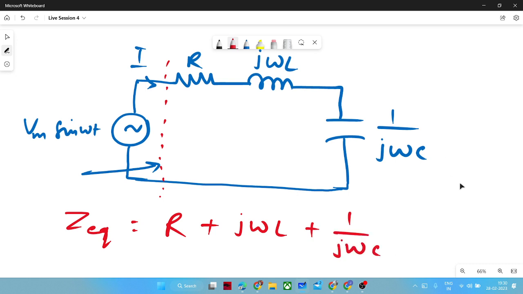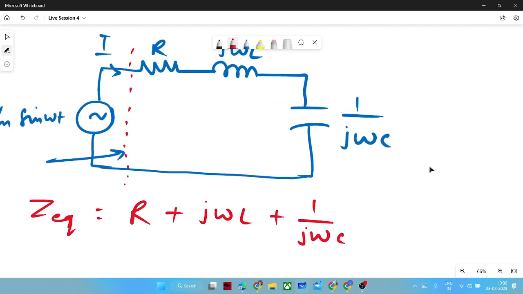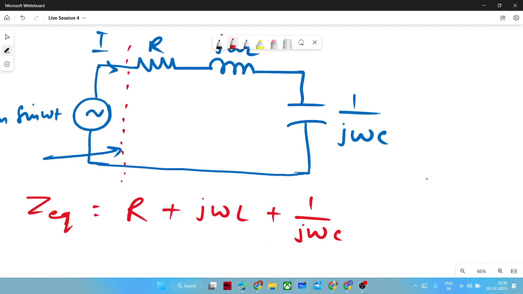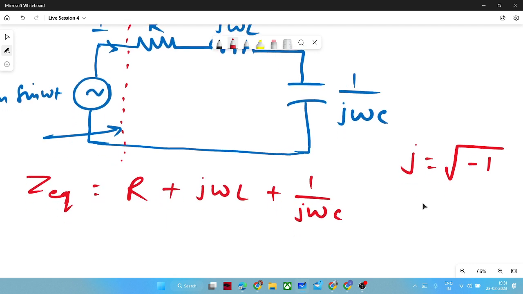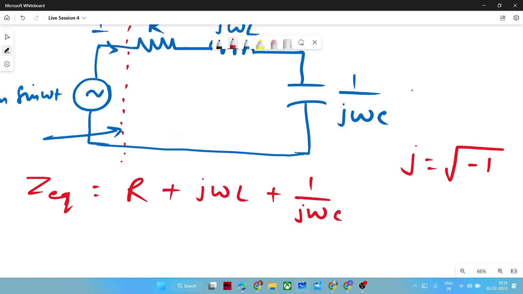J is nothing but a complex number that is used in circuits to analyze phasors. J has a magnitude of √-1, so it is the iota of the complex number. Since we have currents in networks or circuits, we avoid using iota as I, so we replaced iota with J. J is nothing but √-1 and J square is -1.